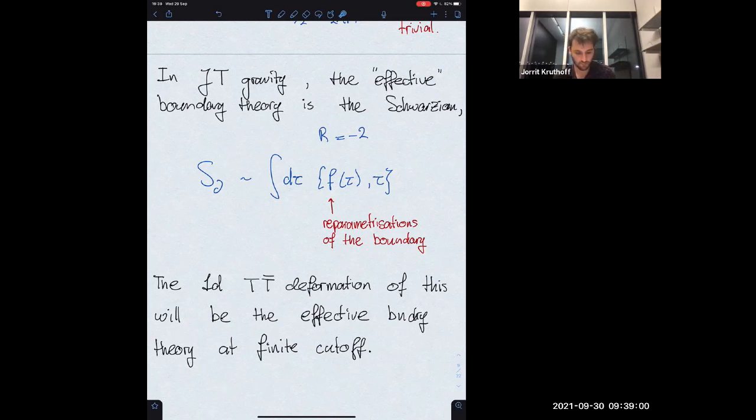Later I will, I can mention now, that you can also show this by just doing the Euclidean path integral. You compute the Euclidean path integral where you put Dirichlet boundary conditions at finite cutoff and calculate that bulk partition function, and then you can see that it matches the partition function that you would get from TT-bar deforming the Schwarzschild theory.